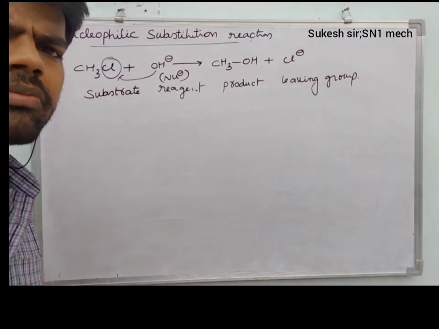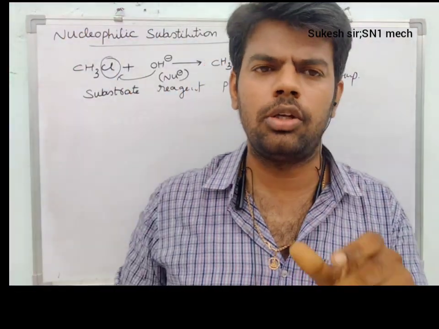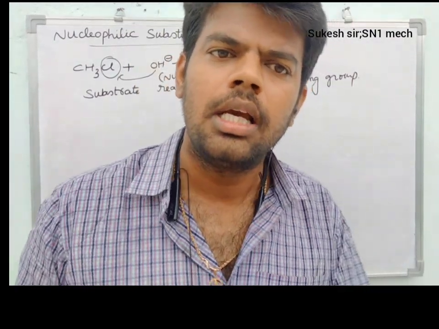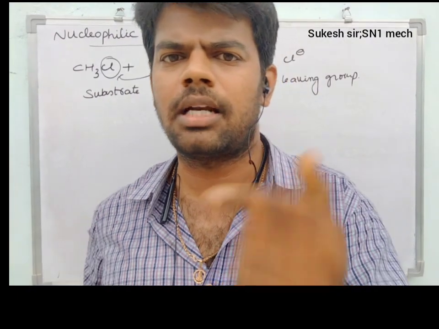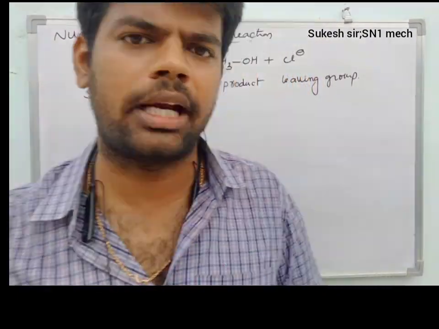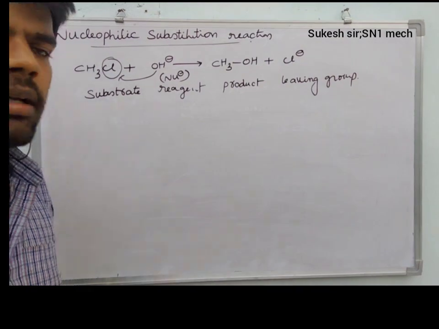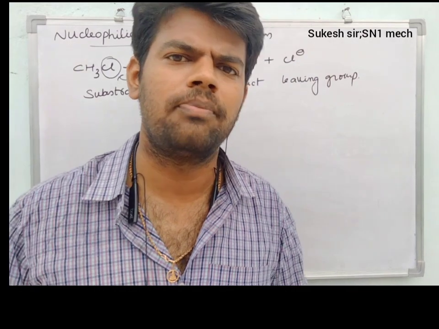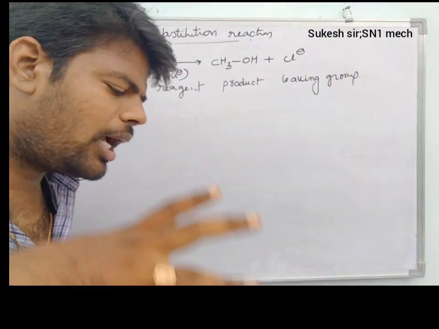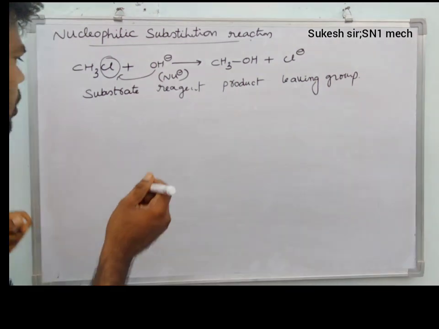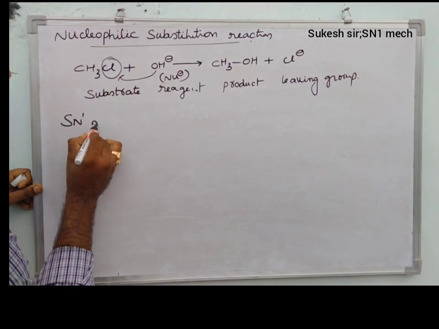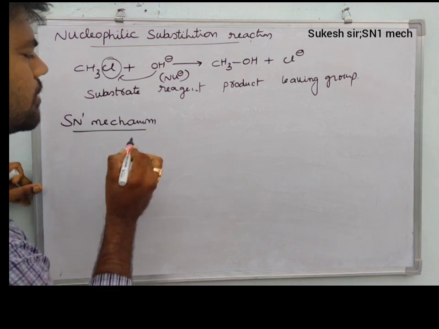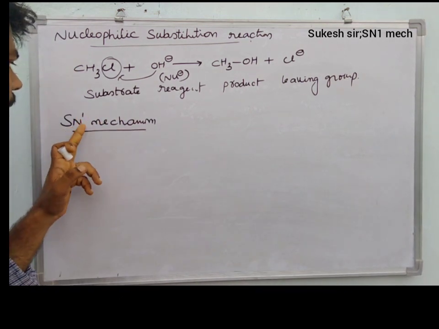nucleophilic substitution. If an electrophile replaces it, it is called an electrophilic substitution. If a free radical replaces it, it is said to be a free radical substitution reaction. Generally, there are different types of mechanisms in nucleophilic substitution. Among all the mechanisms, today I want to discuss deeply the SN1 mechanism. Before that, first I want to discuss this particular representation.